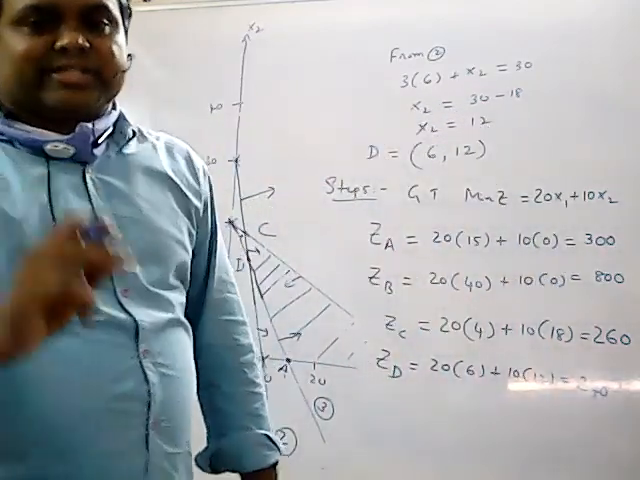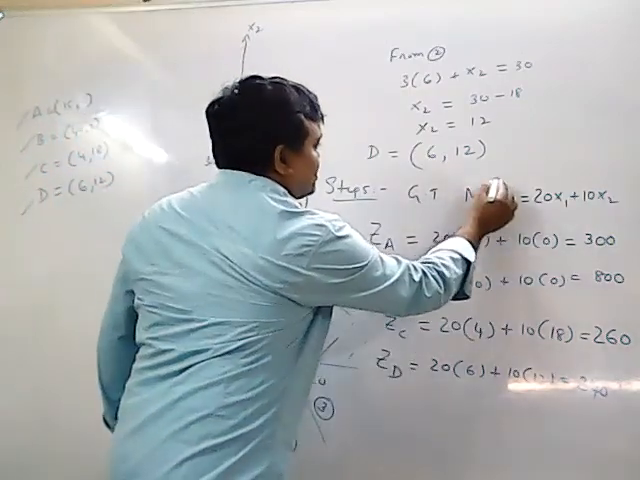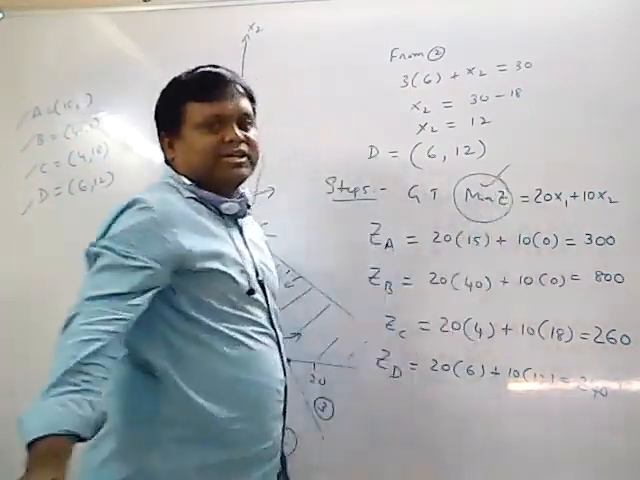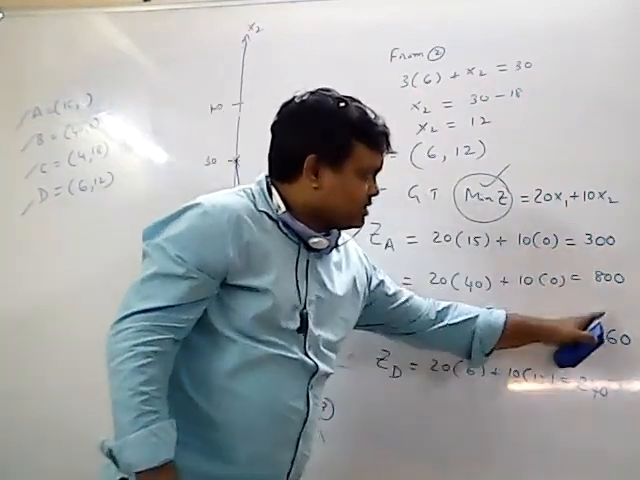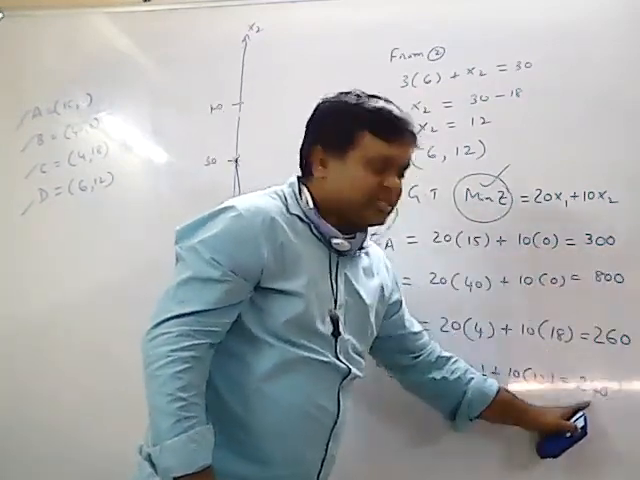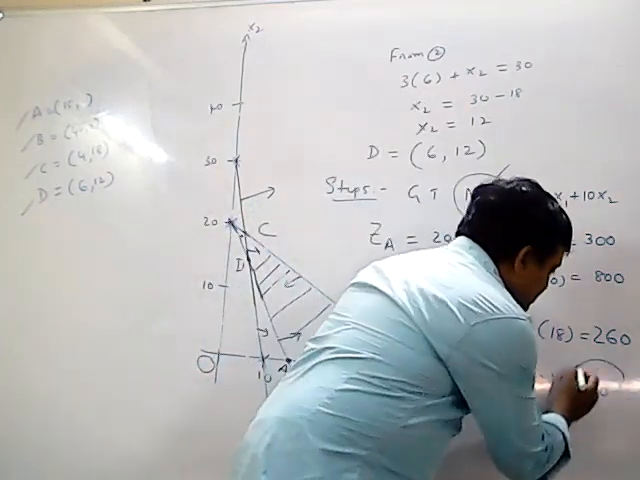Now your objective function is maximization or minimization. Your objective function is minimization, so go for the minimum value. What is the minimum value here? The values are 300, 800, 260, 240. So 240 is the minimum value.